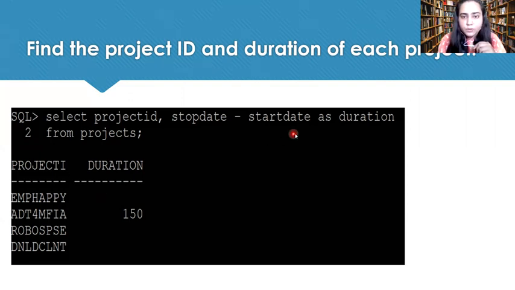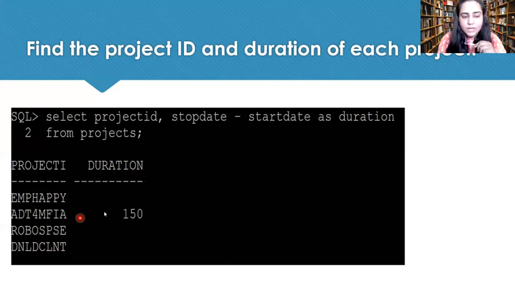So if I were to skip this part, that is as duration, then instead of duration over here, it would show me stop date minus start date as the name of the column, and that does not look very nice or presentable. So that's why sometimes we want to change it when we perform calculations between some columns or within the same column. So that's why it has been changed here.